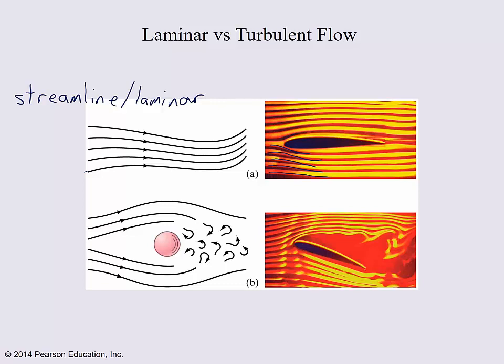Above a certain speed, however, this laminar flow becomes disruptive, and it becomes turbulent, which is what we see here in picture B. Turbulent flows have eddies, these areas of disruption here, and the viscosity of the fluid is much greater when the eddies are present.